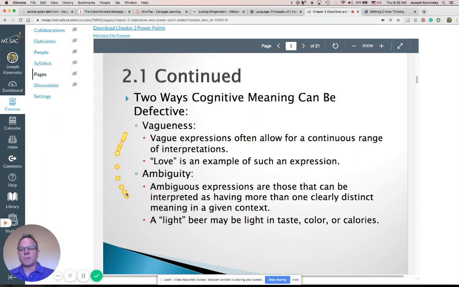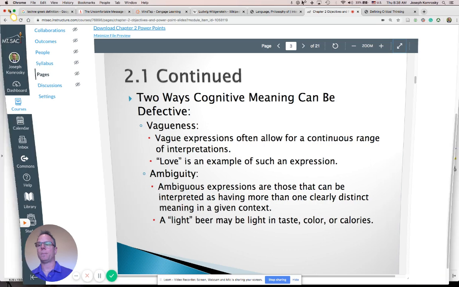So now that we've got those distinctions on the board, we can understand, okay, if we're trying to convey meaning and we understand that it can go defective or south in two different ways, if we can give more precise detail, we can avoid being ambiguous. We can avoid being vague, because that's the goal, okay? So let's go back to the chapter.